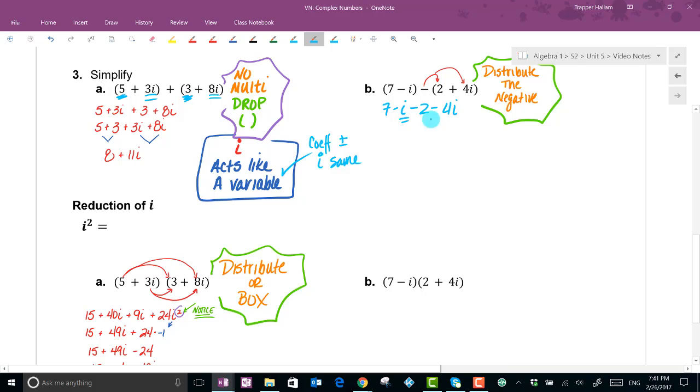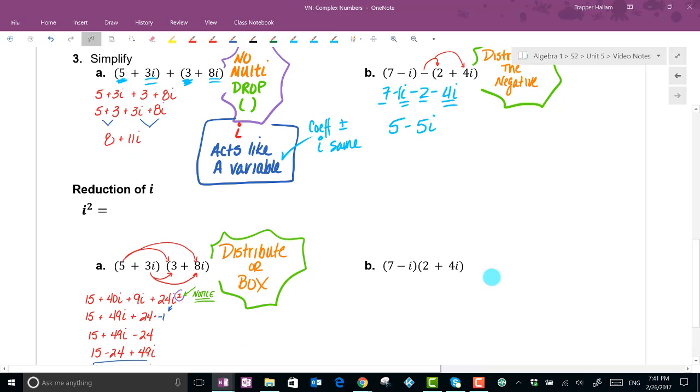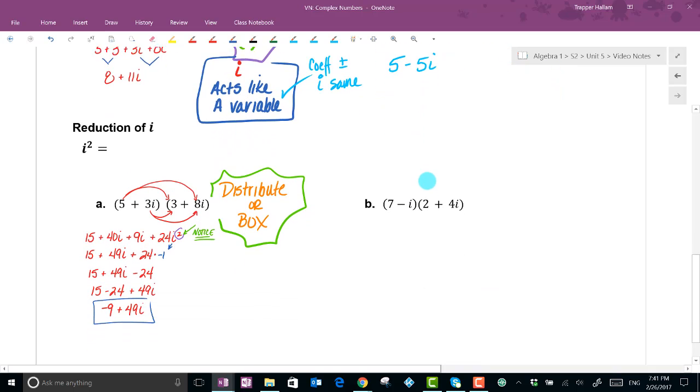Now I'm going to put the i's together, and I'm going to put the real numbers together. So I've got a 7 and a -2, which is going to give me 5. And I'm going to check my i's here. I've got i, or -1i, and -4i, which is going to make -5i. Again, just that simple. Stuff that you're already familiar with, we're just adding it to a thing that you're not that familiar with. So that should be good, though, because you should be used to it now.